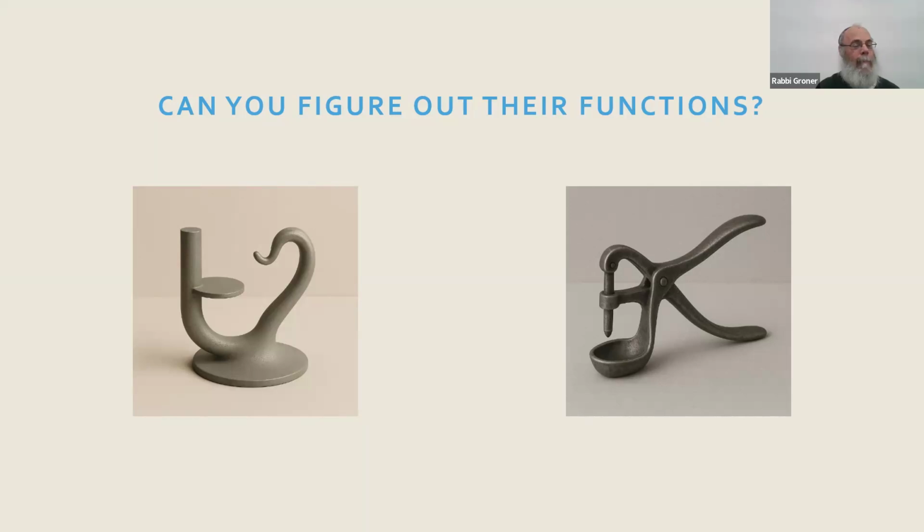The same function? Rabbi, one looks like a nutcracker. Which one? The one on the right or the one on the left? The one that looks like a teaspoon at the bottom looks like a nutcracker. Okay. And what is the one on the left? Like a snake. A what?